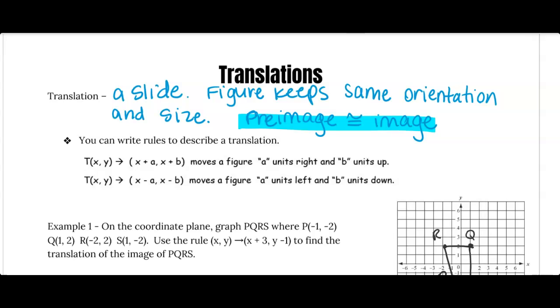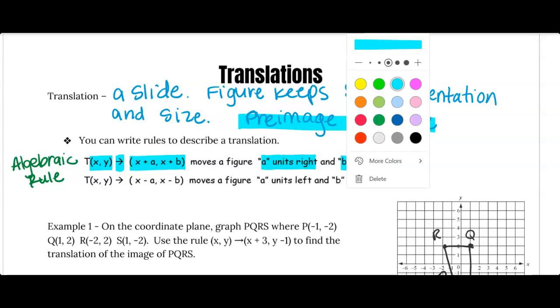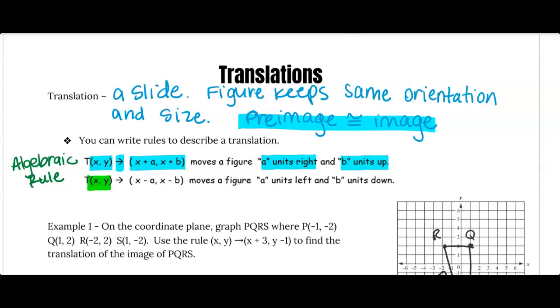And we describe and write rules for translations in 2 ways. The first way is what we call the algebraic rule. And it just tells us that if a point is at xy, it will map to x plus a, y plus b. And that means that it moves a units right and b units up. In this other one, we have that xy maps to x minus a, y minus b. That moves the figure a units left and b units down.